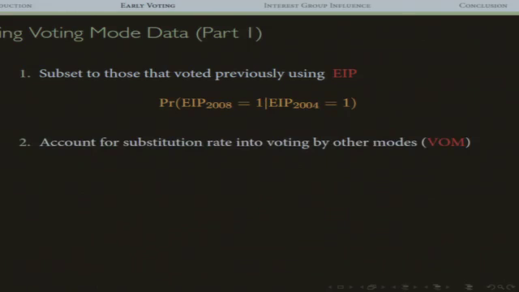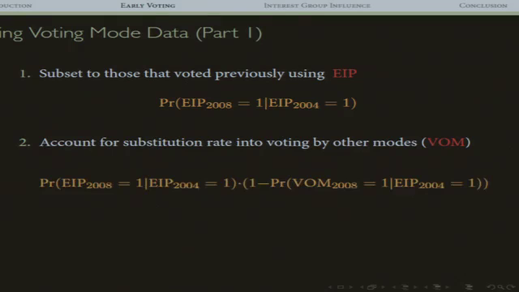Okay. Second step, we might try to account for substitution. So even those people might have substituted into another mode if the EIP program had not been available in 2008. So what we might look at is the following. What percentage of people who voted EIP in 2004 managed to vote by other mode in 2008? And we can think, okay, maybe that tells us something about the substitution rate, right? You might worry at this point that we're still kind of just in ad hoc land, right? Just making this up as we go along.